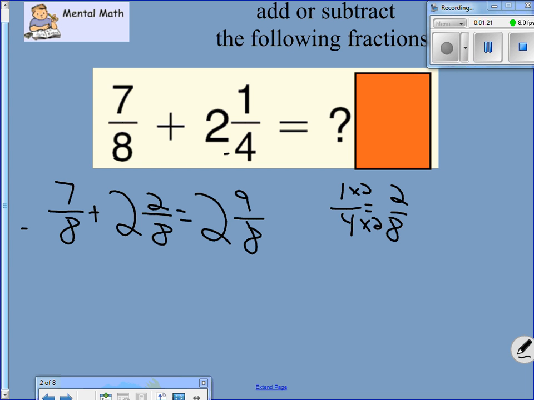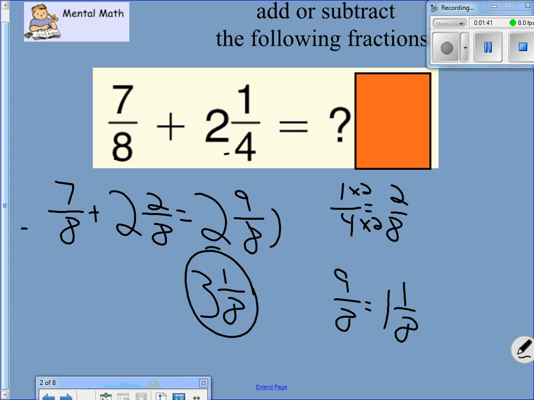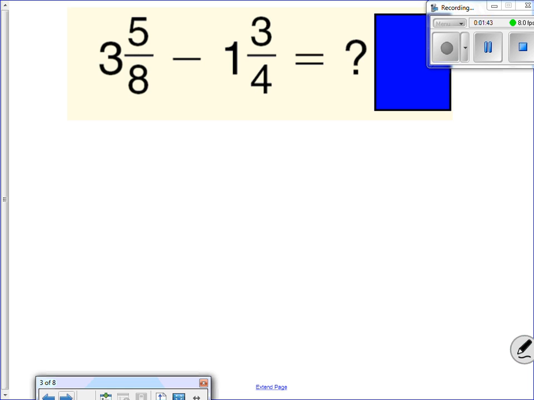Now we're not going to leave it as an improper fraction and mixed number combo. So we're going to have to take a look here. How many 8s go into 9? 1. So 9/8 is also written as 1 1/8. And we have to add this 2 to it, so we have 3 and 1/8 as an answer. Let's look at another one here.